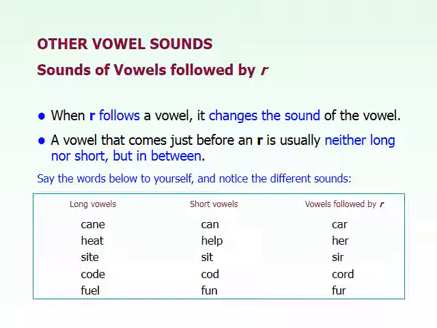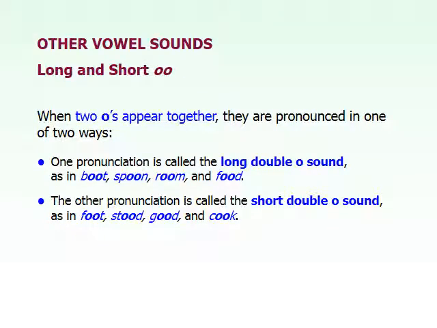And you'll find in English that those sounds R and L, when they are after a vowel, they really change the sound of the vowel. So for example, we have cane, can, and car. These are three different vowel sounds. Heat, help, and her. Sight, sit, and sir. Code, cod, and cord. Fuel, fun, and fur.